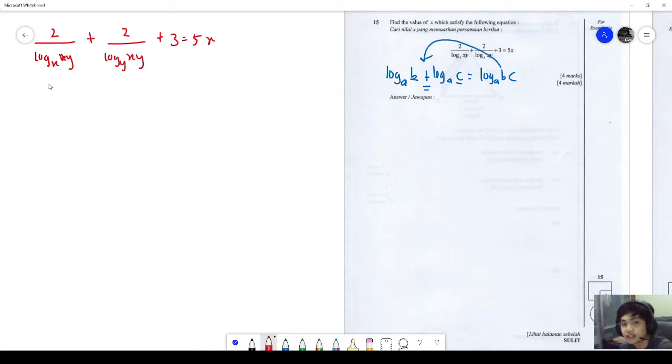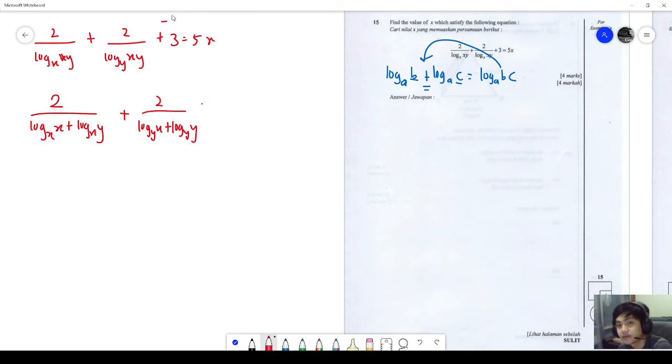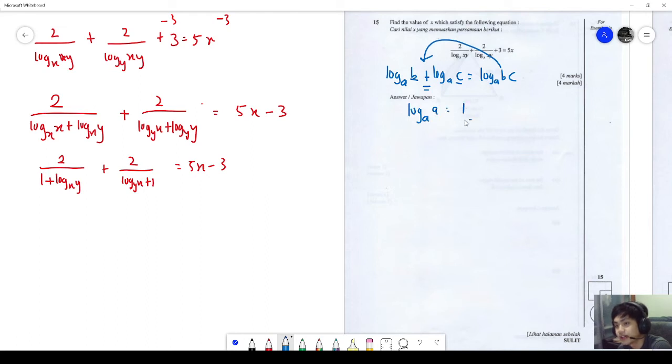Why I do that is because I want to use this as a starting point to eliminate my terms. So log_x(xy) would just be log_x(x) plus log_x(y). And this will be log_y(x) plus log_y(y). Then maybe I'll just subtract 3 on both sides to move it to the other side, so I can leave all the logs on one side and all the numbers on the other side. So from here we have 2 over 1 plus log_x(y), plus 2 over log_y(x) plus 1, equals 5x minus 3. Why is it 1? Because if your base number is the same as the number in front, we will just end up with 1.